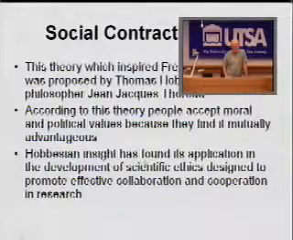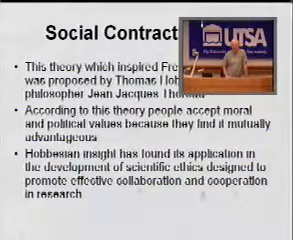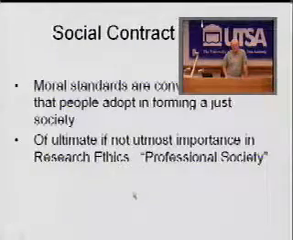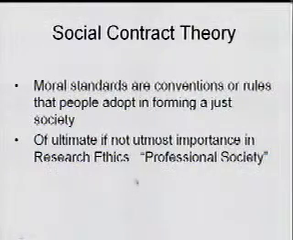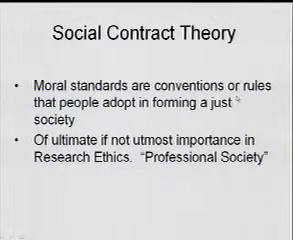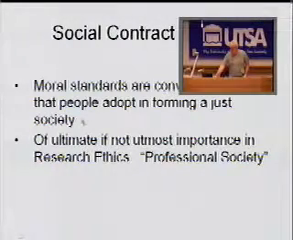The Hobbesian insight found its application in the development of scientific ethics designed to promote effective collaboration and cooperation in research. So as we had stated, the social aspect of science is extremely important because it's rare that scientists work alone in present time. So the moral standards are conventions or rules that people adopt in forming a just society. So we'll talk about the rules and regulations for authorship.